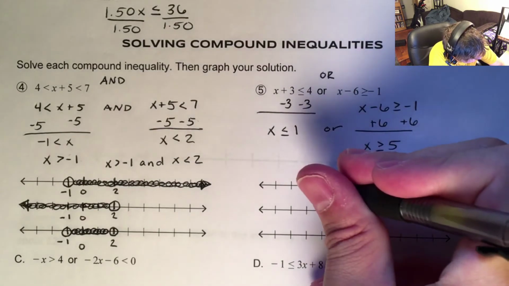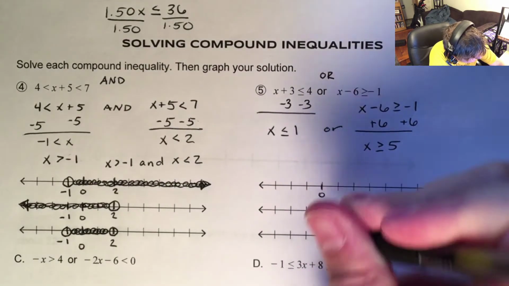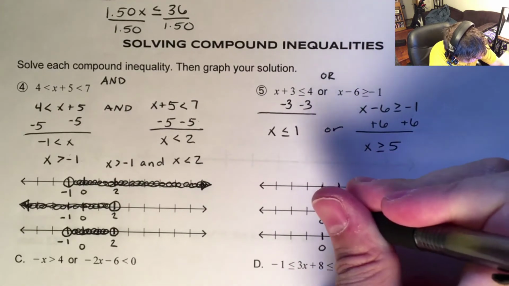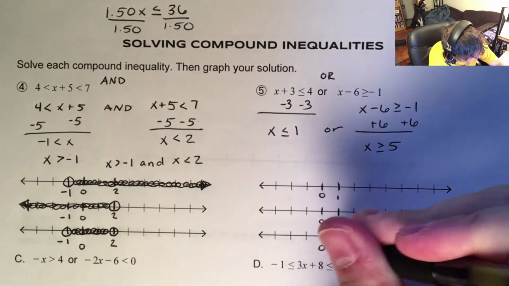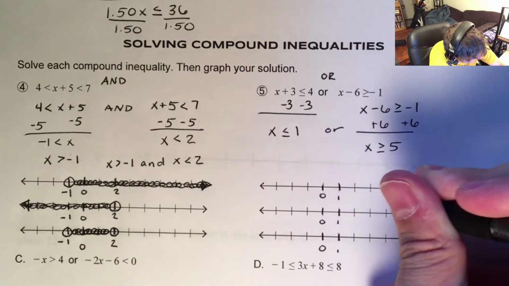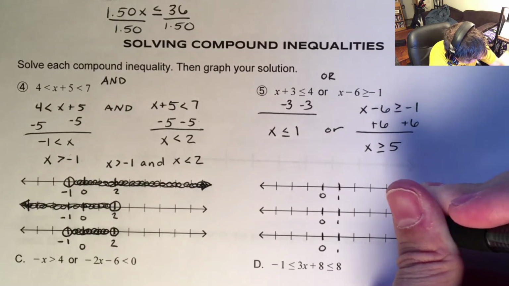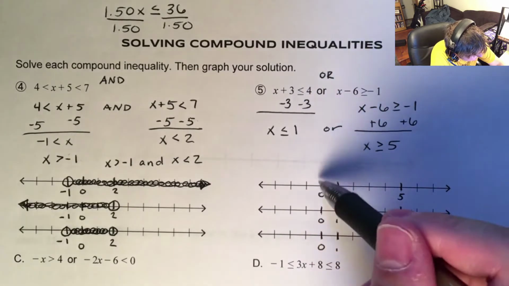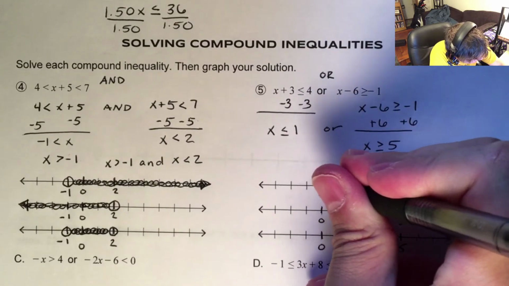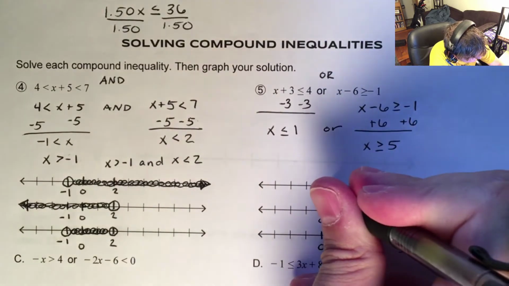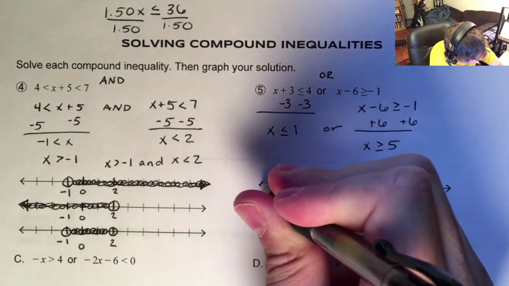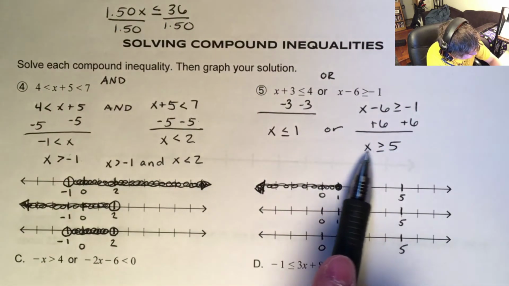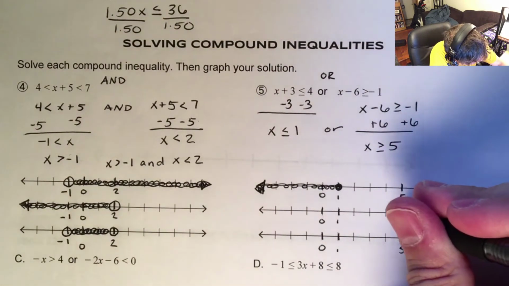Okay, so let's go ahead and mark 0. Make sure we're marking it in the same spot. And that means 1 will be here. 2, 3, 4, 5. 5 will be here. Okay, and let's graph. So the first one I'll do up on the top, so that's right here. That's a closed circle on 1, because 1 is a solution. And then here is x is greater than 5. That's this one here.